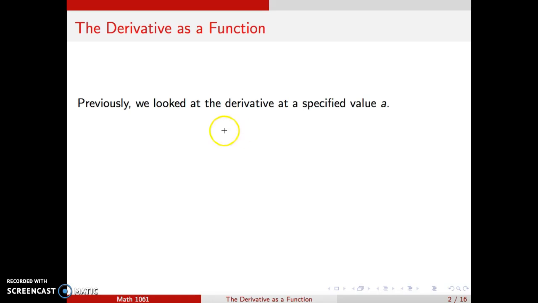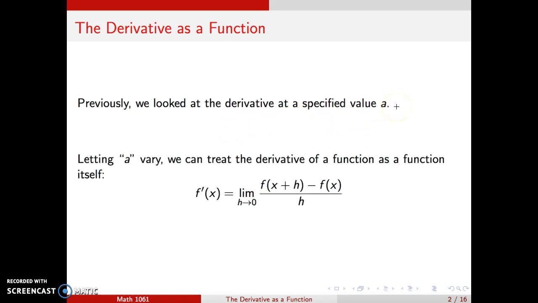So like I said, previously we looked at the derivative at a specified value, a, and so we found f prime of a if we were given a function f. Now we're going to let a vary, and if we let it vary, we think of it as an indeterminate, it's not a specified value, and so we use x, so we don't want to trick ourselves into thinking that it's a specified value.